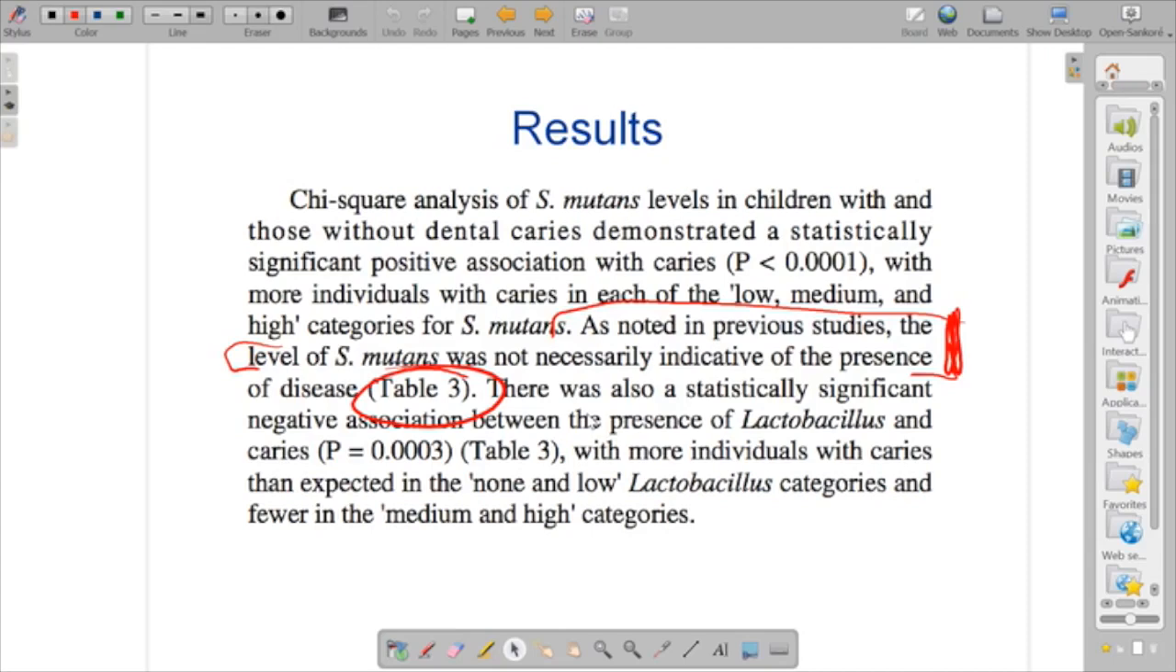So the first statement that they make in their results section is that chi-square analysis of S mutans levels in children with and those without dental caries demonstrated a statistically significant positive association with caries. So what they seem to be saying is they've got a small p value, and so there is an association between caries and the level of S mutans that was detected. And then they've gone on to explain that a bit more, and they say with more individuals with caries in each of the lower, medium, higher categories for S mutans. So they've just explained what they see in their results.